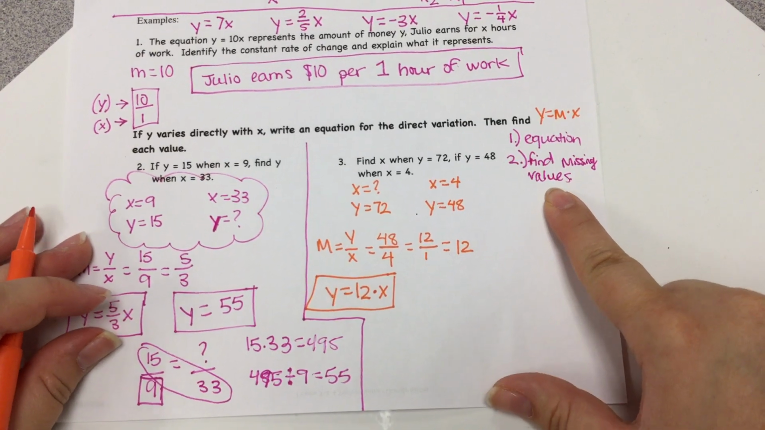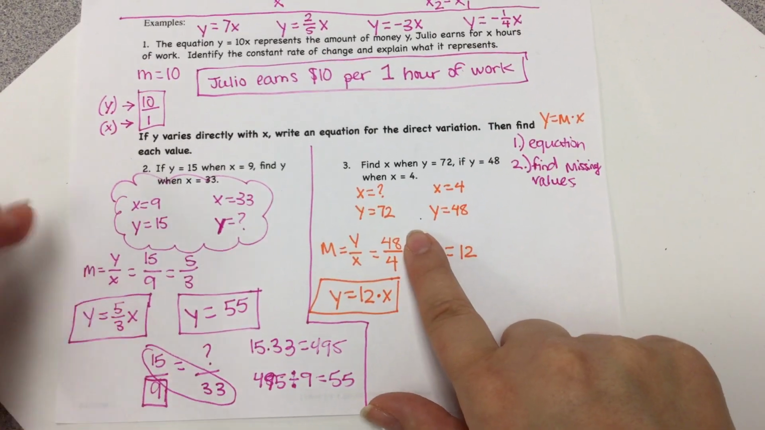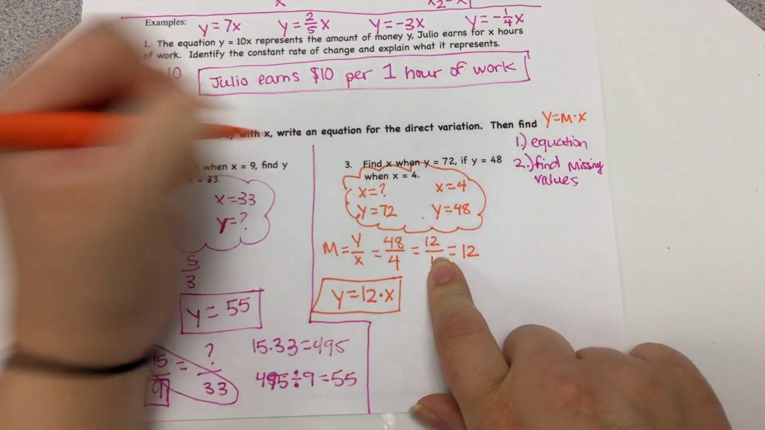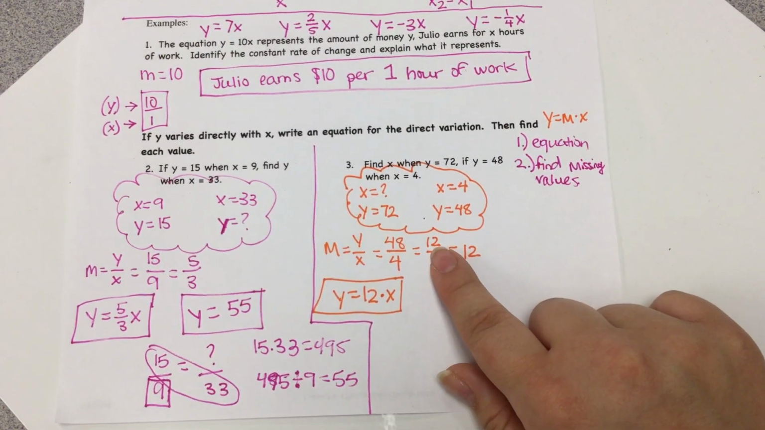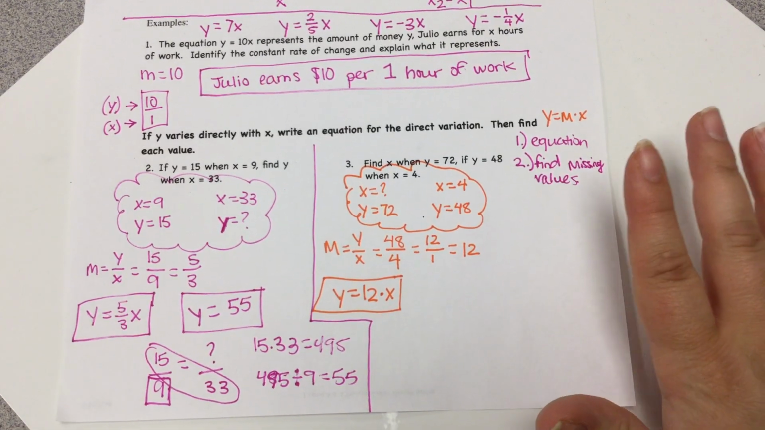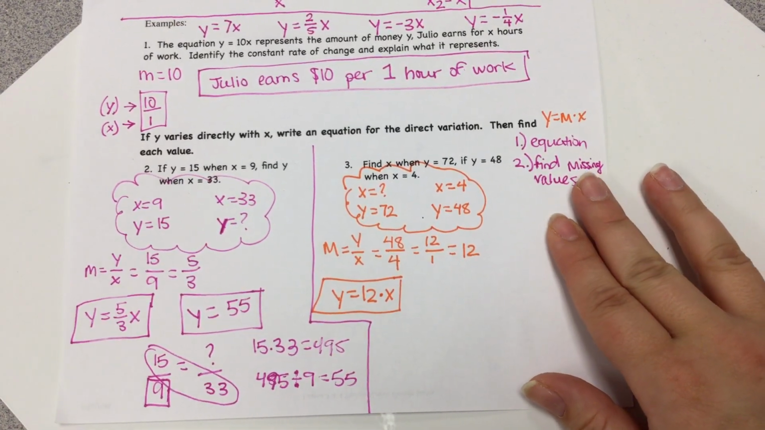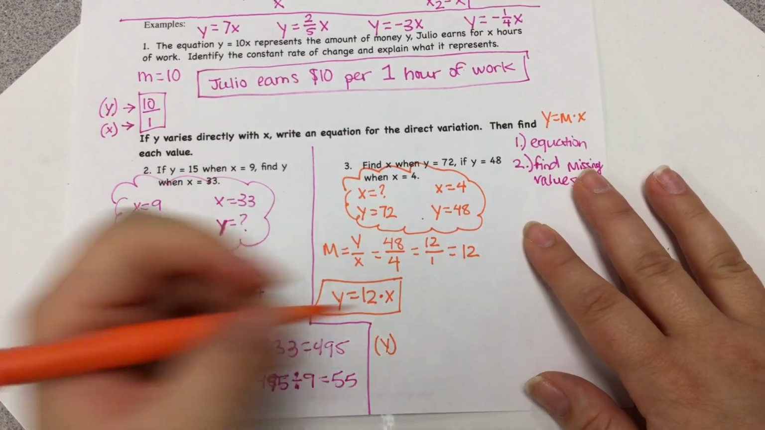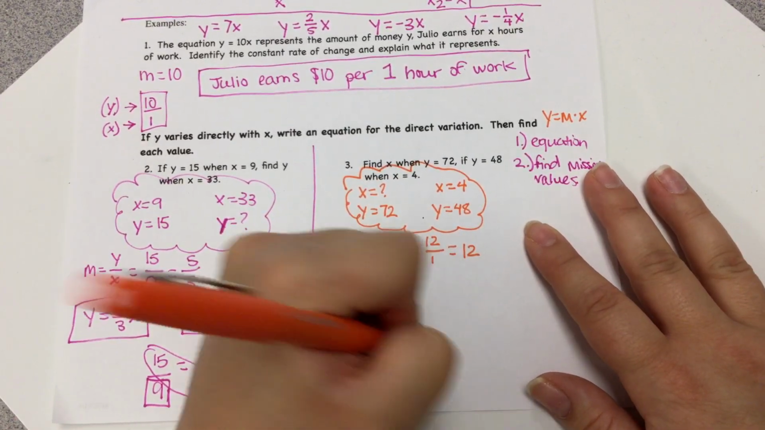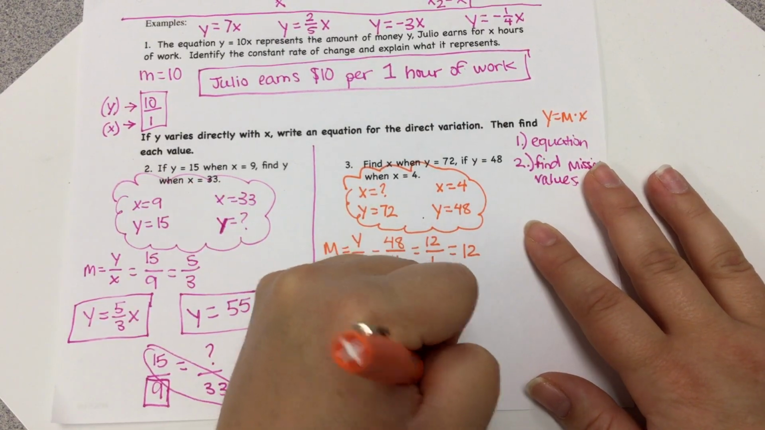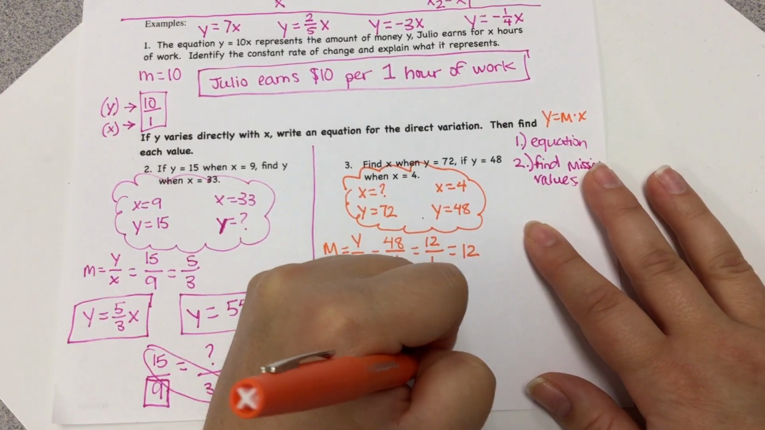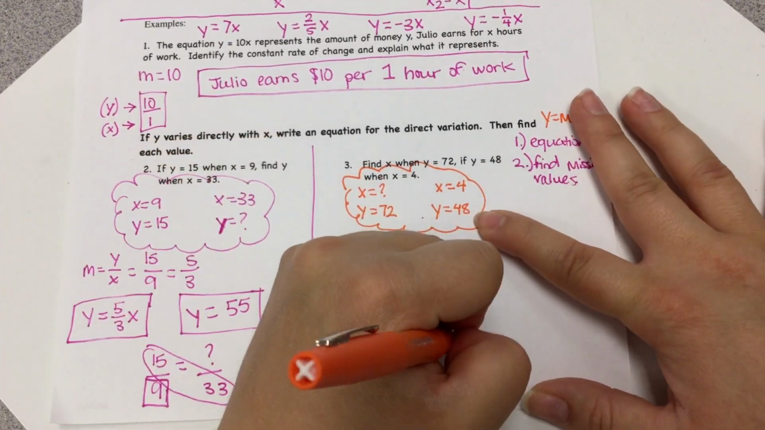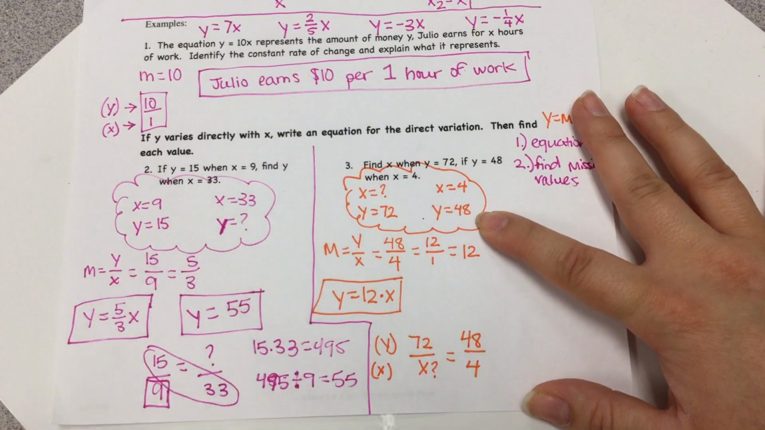Now, the second part is to find the missing values. So again, I'm going to go back to my original coordinate points, and I'm just going to set these up as a proportion. I like to put y's on top, but if you put the two x's on top, it should not matter. So I'm going to put the y's on top, which is 72 over the x, or the question mark, is equal to 48 over 4.